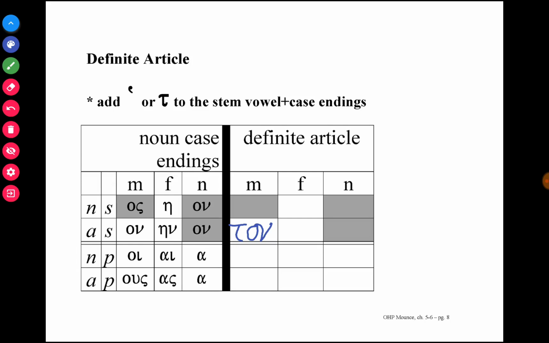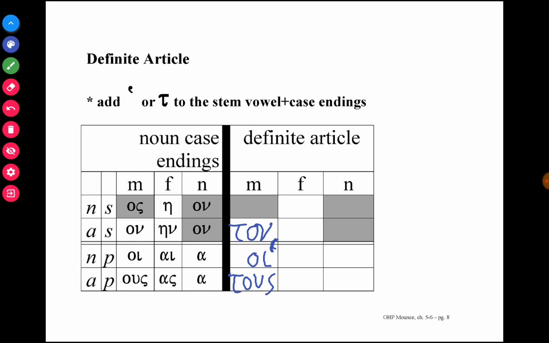And then how about the plural form? Well, I know that the ending is -oi, and here I add a rough breathing mark: hoi. And then I know the ending for the plural forms is -us for the nouns. So the definite article would be tus.